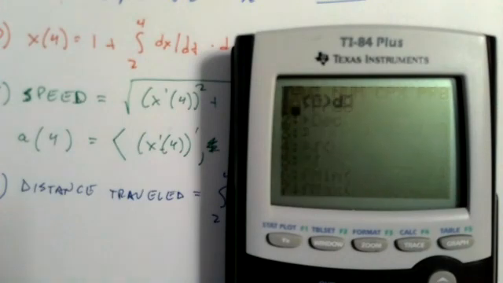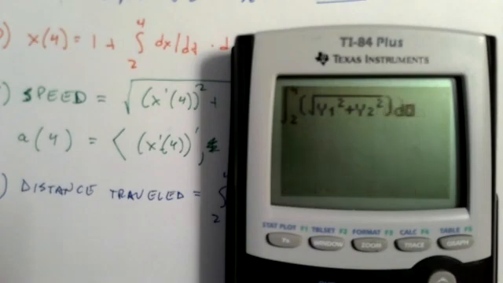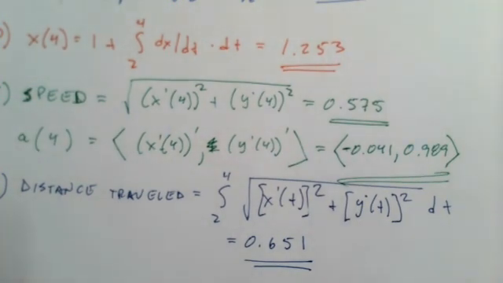Math 9, 2 to 4, square root. Yeah, that's it. Y1 squared plus Y2 squared. Wow, look at it take its time. I'm impressed. 0.651. Again, no units. Wow, that was hard. Well, that's why we're practicing. Good luck.